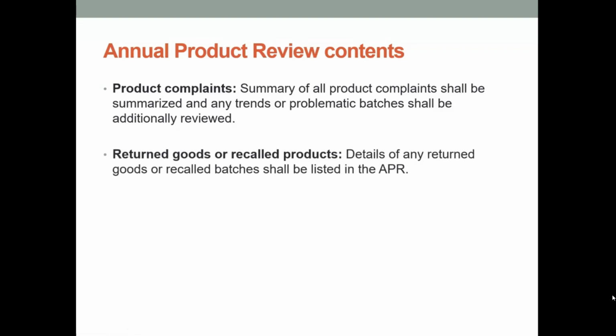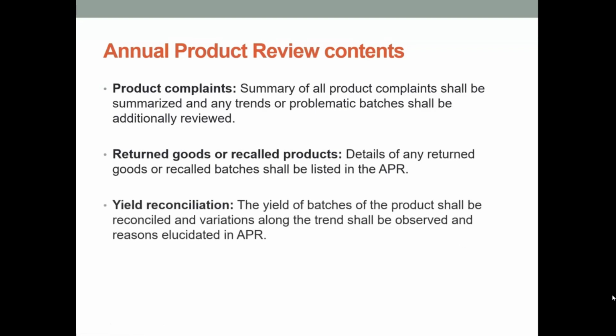Returned goods or recalled products. Obviously, any details of these need to be listed in your APR. Yield reconciliation. So the yield of the batches of the product is reconciled. So this again is a means of showing how in control your process is. Where are you losing yield? If you see trends where yield is going up or down, the reasons need to be elucidated in your APR as well.